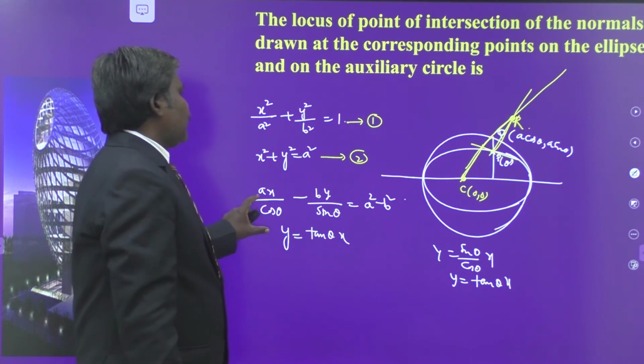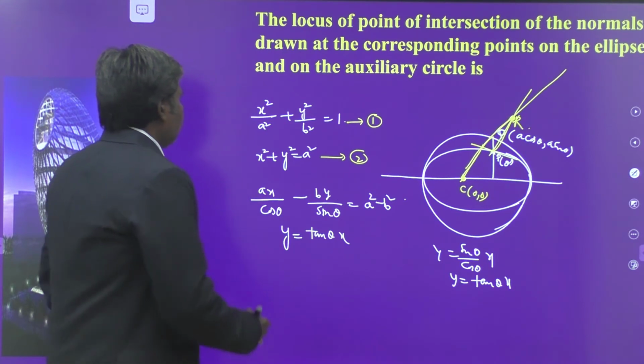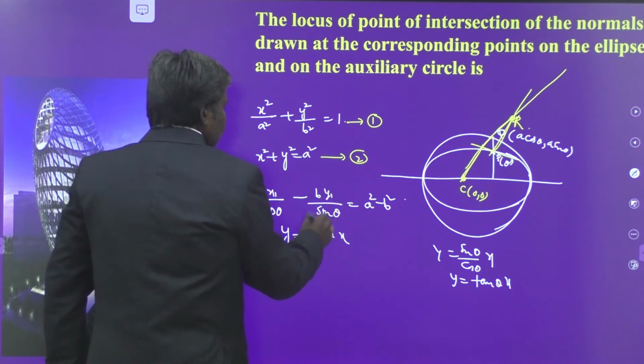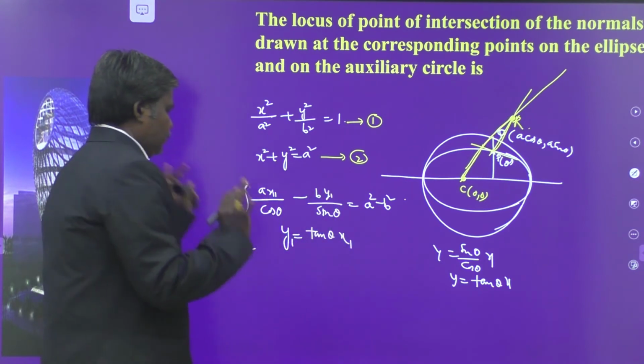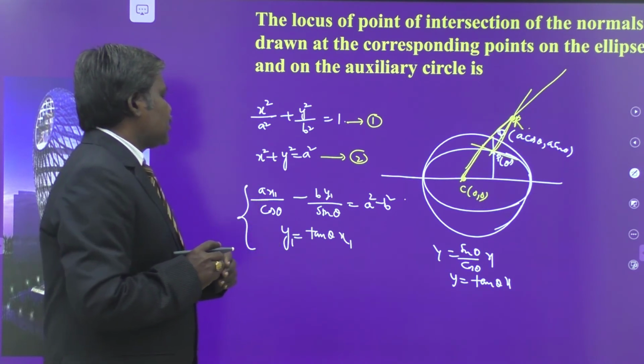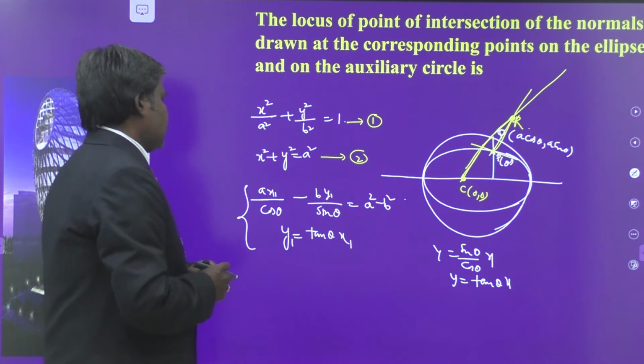So suppose x1 y1 is the point of intersection of these two normals, you just substitute in this manner. These are the two conditions. We have to solve these two conditions. We get the point of intersection x1 y1. You have to write that locus.